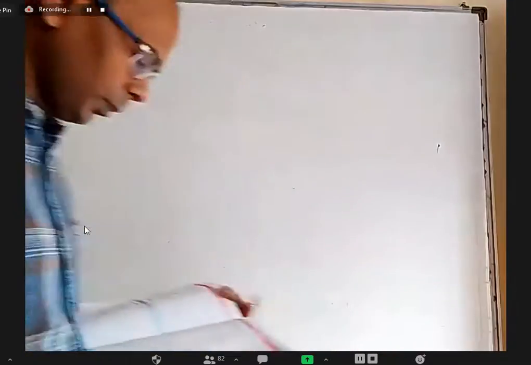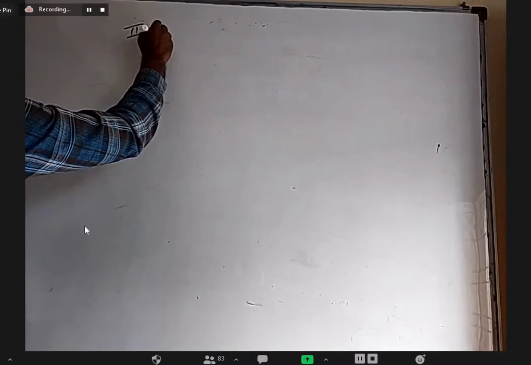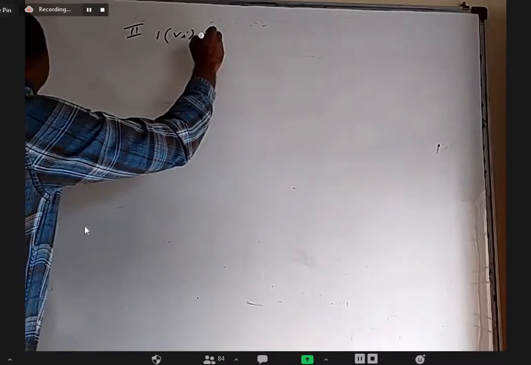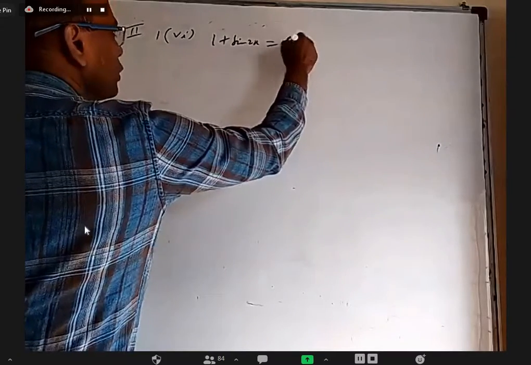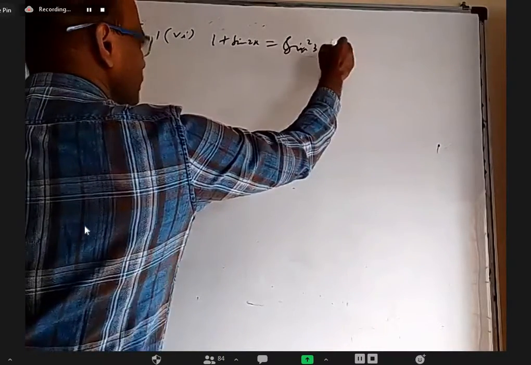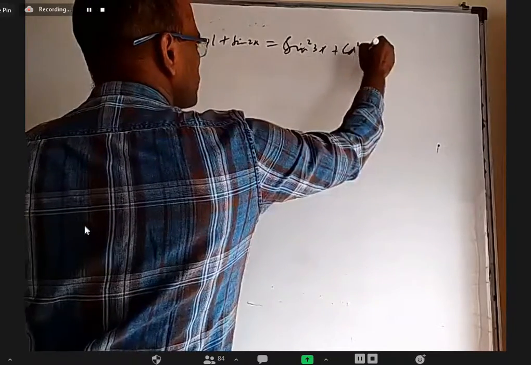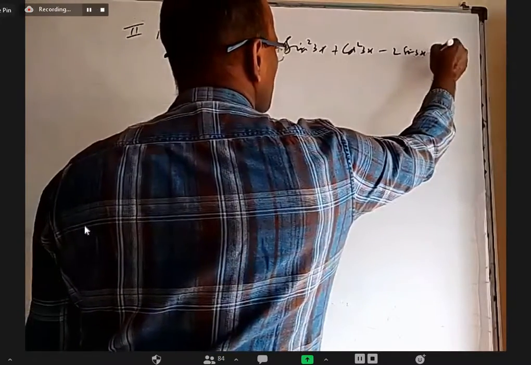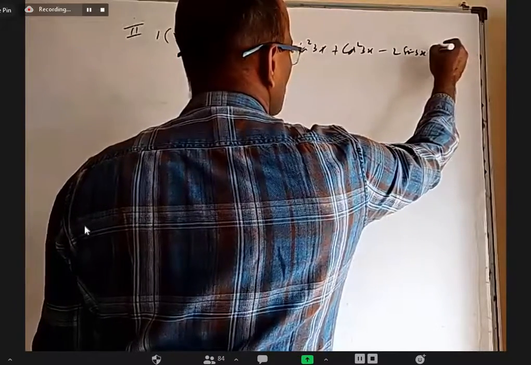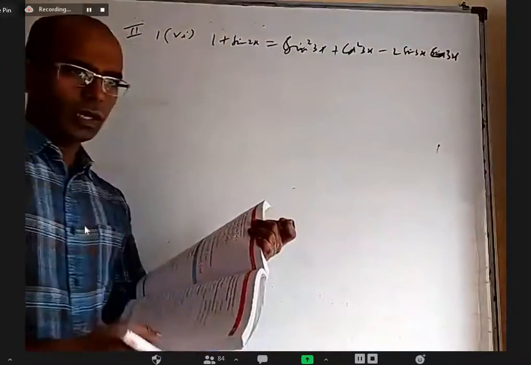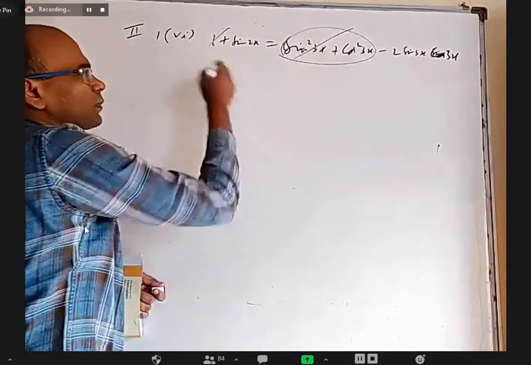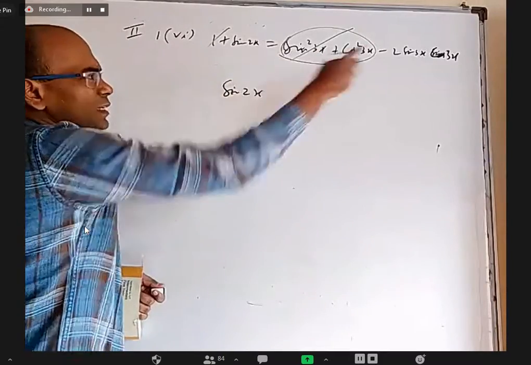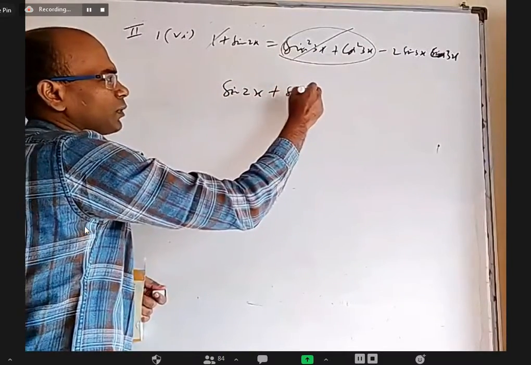1 plus sin 2x is equal to, when you expand the RHS, we will get sin square 3x plus cos square 3x minus 2 sin 3x cos 3x. On the RHS you apply (a minus b) whole square, a square plus b square minus 2ab. This is 1, cancel with this. You will get sin 2x and that is sin 6x according to the sin 2 theta formula.